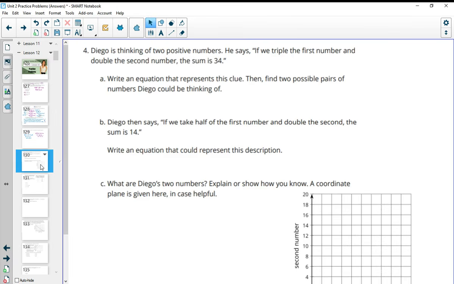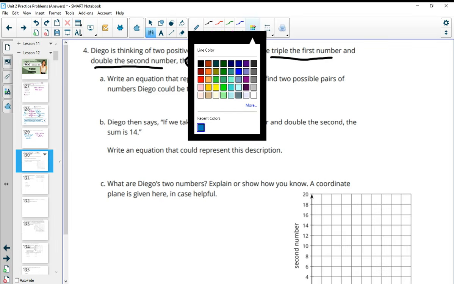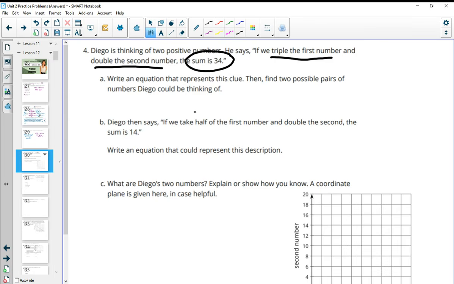All right, number 4 says that Diego is thinking of two positive numbers. He says if we triple the first number and we double the second number, the sum is going to be 34. Write an equation that represents this clue. So if we take 3 times whatever his first number is, we'll call it x. And then we add, because we're doing the sum, 2 times whatever the second number is, which is going to be potentially different than the first. So we'll use different variables. That total should be 34.